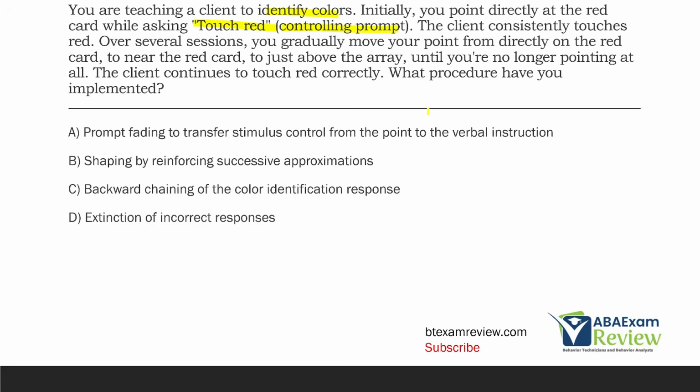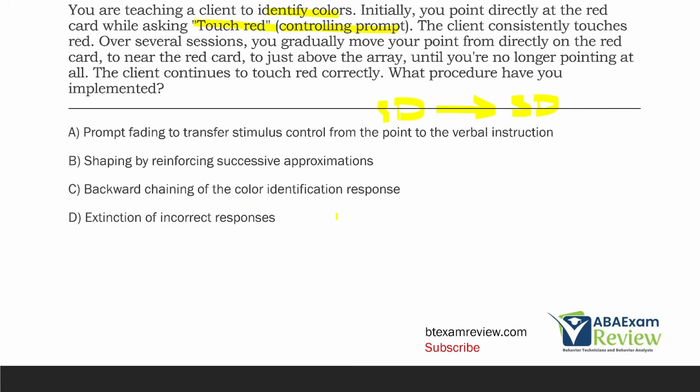What procedure have you done? A. Prompt fading to transfer stimulus control from the point to the verbal instruction. Exactly. Initially, the point is our SD. As we fade, the verbal instruction becomes our SD, and that's what we want. We want the verbal instruction to have control over the behavior. Read all your answer choices. B. Shaping by reinforcing successive approximations. Based on our information, we aren't looking at successive approximations, or at least it is not specified in the question.